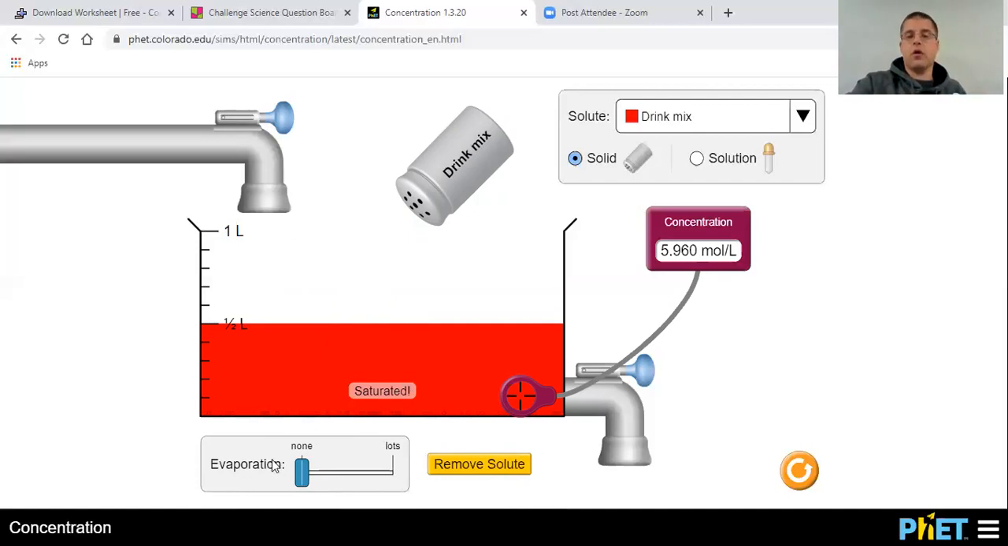So evaporation, when we evaporate, we're going to remove solvent, but the drink mix will stay in the beaker. So let's see what happens when we evaporate it. It's saturated right now. Let's see.